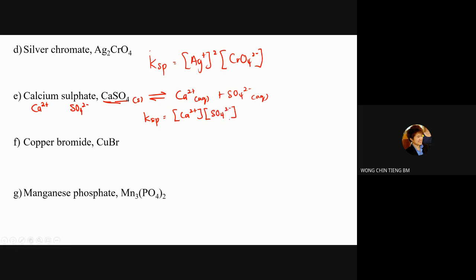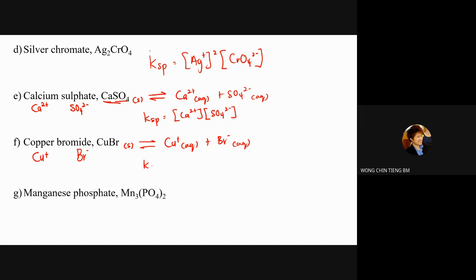Betul? Okay. Copper bromide. Copper kat sini. Cu adalah berapa positif untuk soalan ni? 1. Kenapa 1? Br adalah minus. Okay. Copper boleh ada dua oxidation number. Copper can be copper positive 1, copper can be copper positive 2, depends on the question. So over here, Br is a minus, therefore copper is a positive 1. Solid, breaking it down, back to the copper is positive 1 aqueous, and forming your bromide Br minus aqueous.